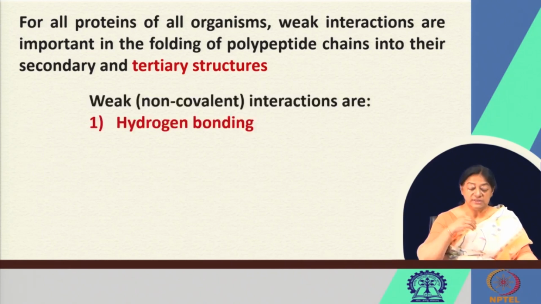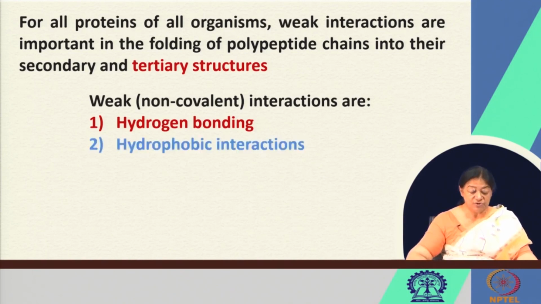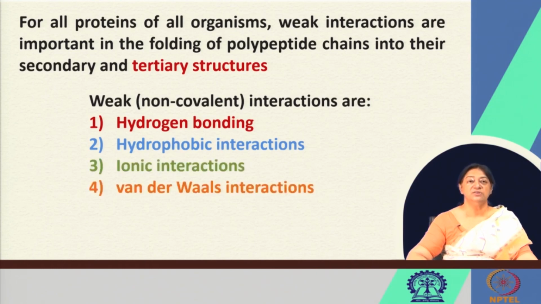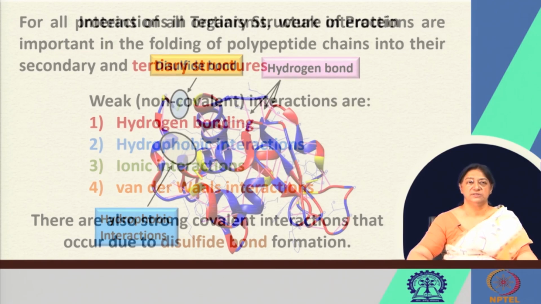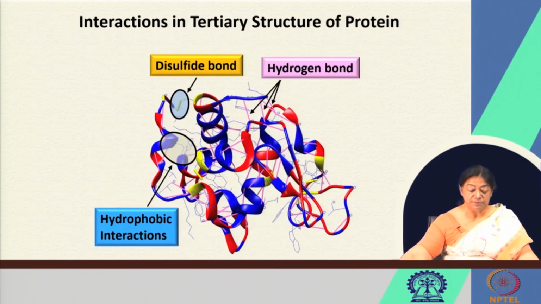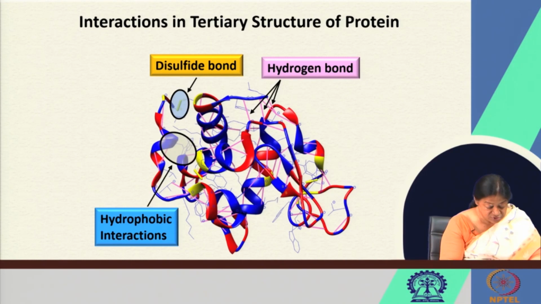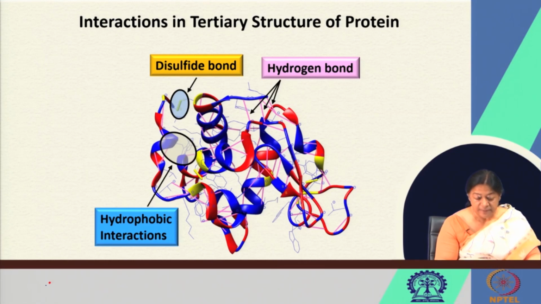So what are these? These are the weak non-covalent interactions. We know that the connection is through the peptide bond, and the other covalent bond that we have is the disulfide linkage. So, we have hydrogen bonding, hydrophobic interactions, ionic interactions and van der Waals interactions. And of course, we have the disulfide linkages, as I mentioned, that bring different parts of the protein together through another type of covalent bond. Our idea now is to see how we can understand these different structures.